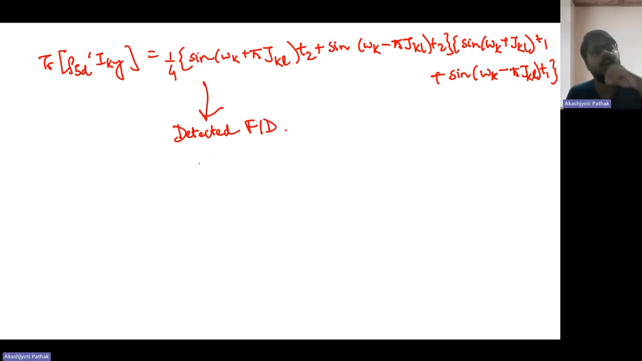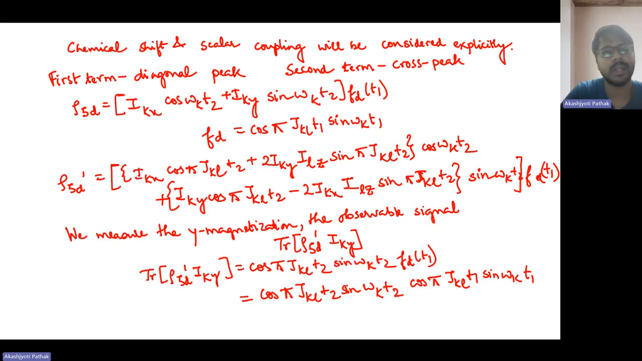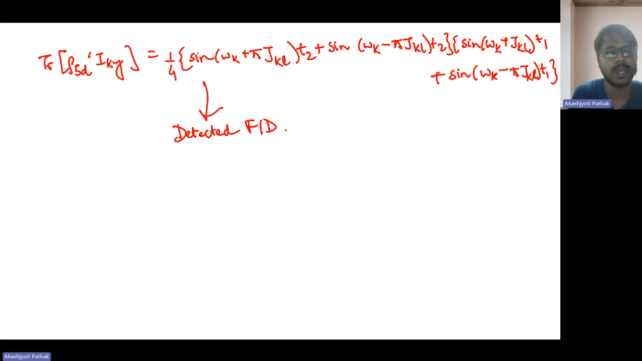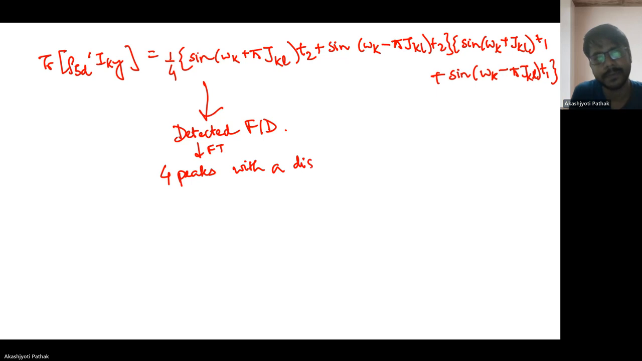Okay. So the two-dimensional real transformation along the T1 and T2 dimension will give us four peaks with the dispersive line shapes at the following frequencies. So we performed this for the diagonal peak, right? For the diagonal peak, we were doing all these, and then if we do the Fourier transform of this, what will we get? We will get four peaks, and all of them will have a dispersive line shape, right? Obviously, from this equation you can make out.